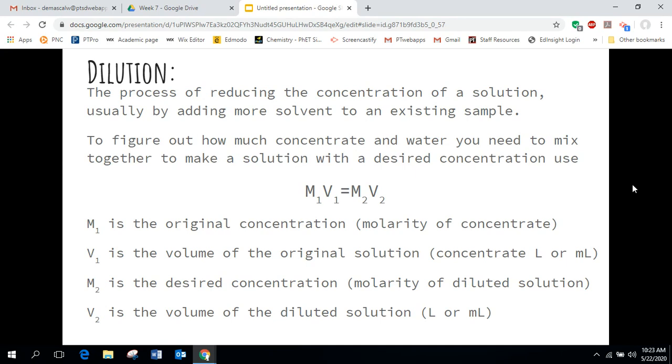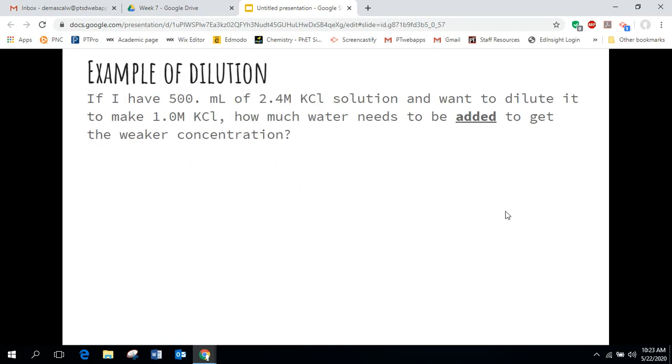M2 is the desired concentration of your weaker solution, what you're trying to get it watered down to. And V2 is the volume of the diluted solution at the end. So let's look at this problem. If I have a 500 milliliter sample of 2.4 molar KCl, and I want to water it down to make it a 1 molar KCl solution.